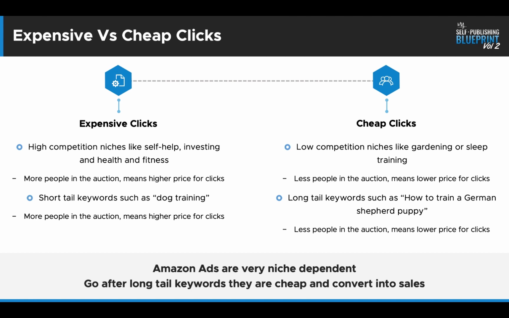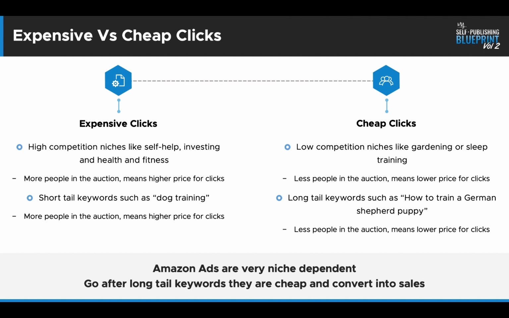Then the term short tail keywords, such as dog training, something that's only 1 or 2 words long. Those are short tail keywords. Dog training, there's going to be a lot more people in the auction, a lot more people targeting something like dog training, right? Means you're going to pay a higher price for clicks. Those are expensive clicks. That's not what we want.